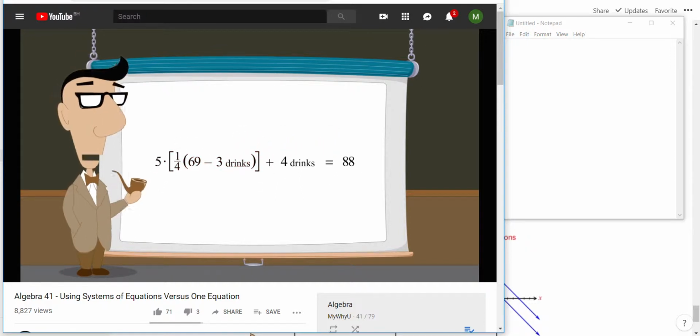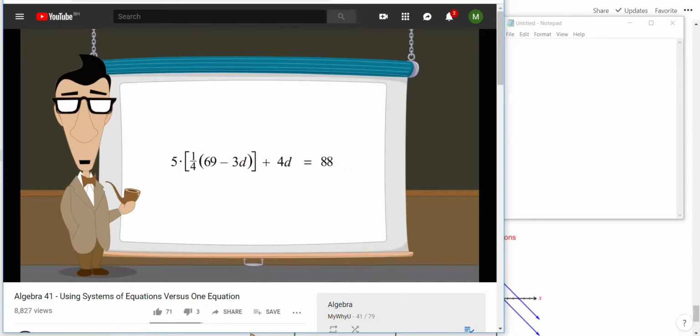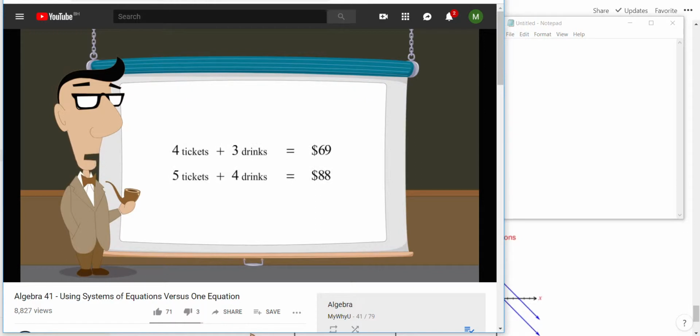This gives us a single equation with one unknown, the price of a drink, which can be represented with a single variable d. But all we have done is to eliminate one of the variables through substitution. This was basically no different than solving the system of two equations in two variables using the substitution method.